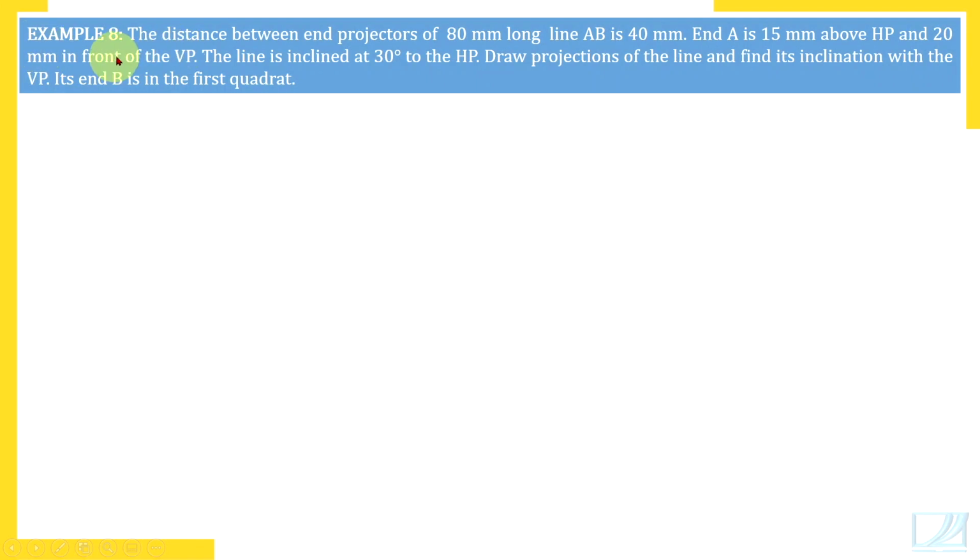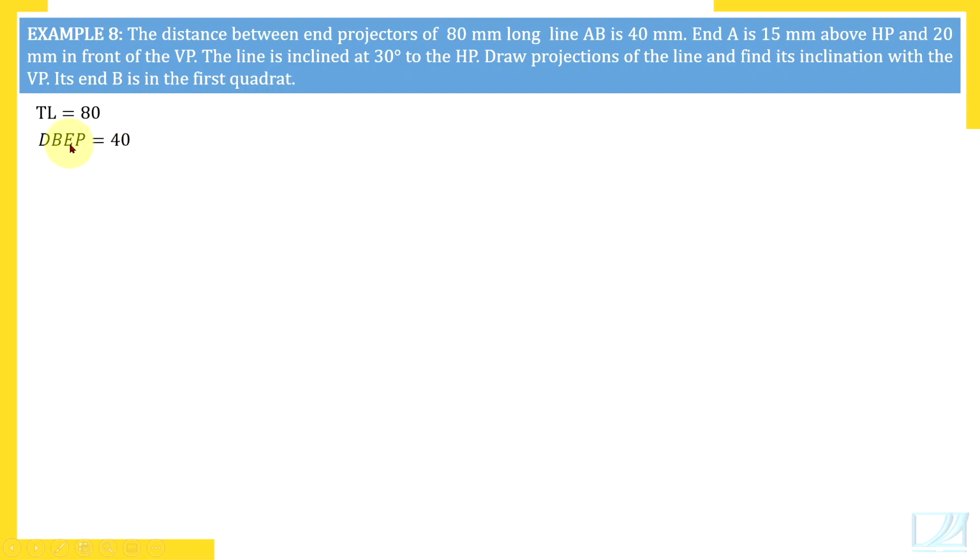Read this problem. The distance between end projectors of 80 mm long line AB is 40 mm. So in the first statement, this information is true length: 80 mm long line AB, true length, and distance between end projectors is 40 mm. So DBEP is 40 mm.